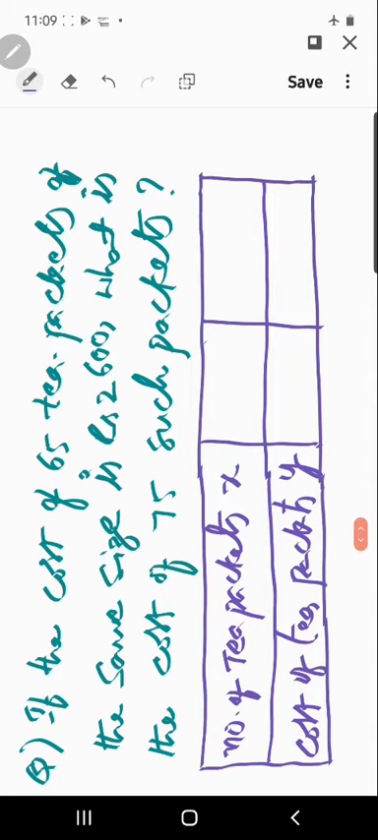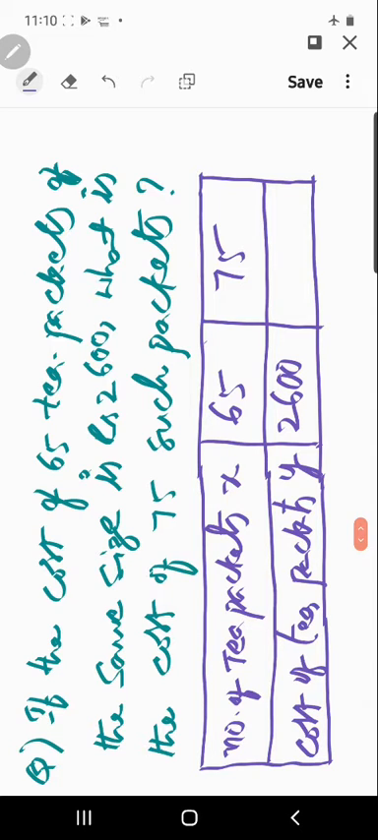Now in the first ratio, what is the first ratio? Number of tea packets, how many are there? 65 tea packets. What is the cost of 65 tea packets? 2600. And in the second ratio, what is the cost of 75 such packets? That means 75 packets are there in the second ratio. So what is the cost of 75 tea packets? If you are able to write this table, then easily you can solve the problem.